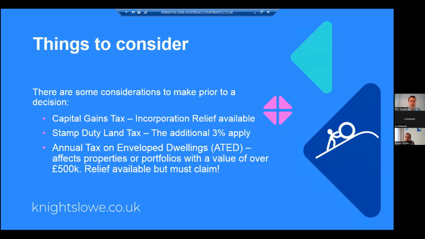So it is just a case that you will need to complete, or we can on your behalf complete, an annual declaration just to claim that relief. But it's just something that needs to be picked up to avoid there being any tax charges.